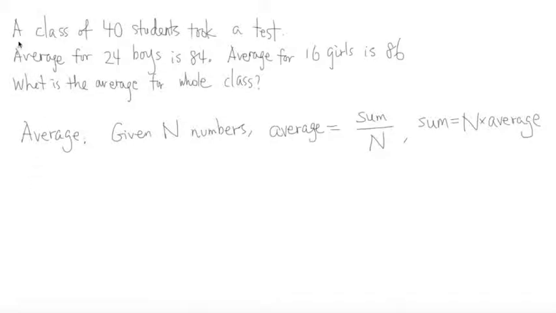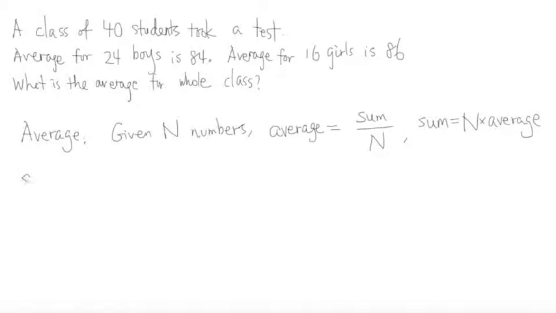So here's the example. We have a class of 40 students, and for the scores, the boys have an average. There are 24 boys, and the average is 84. And the girls, they score a little better. So see here, the concept of average gives you an idea of the scores. The average for the girls is 86, which is 2 better than 84. And the question is, what's the average for the whole class?